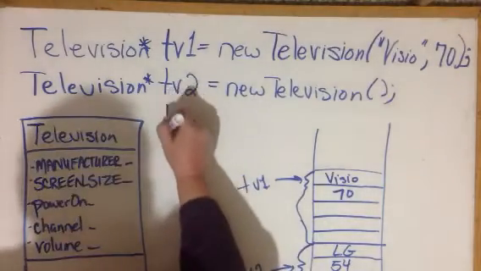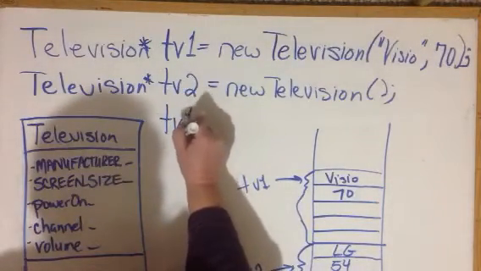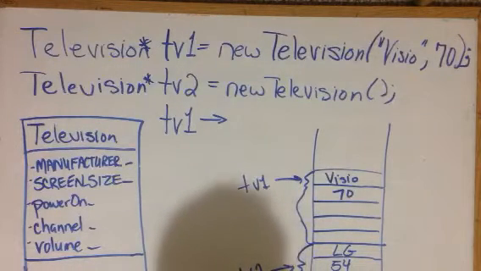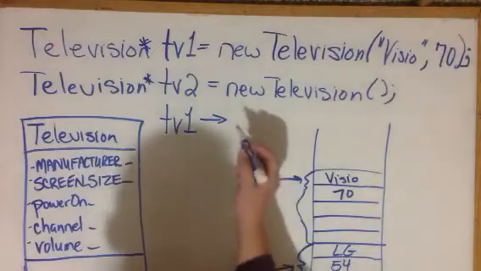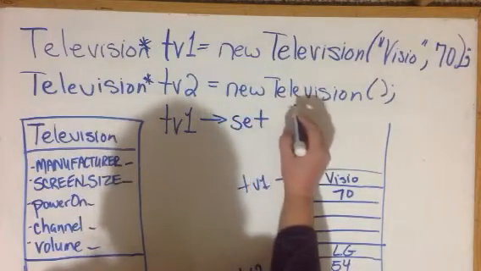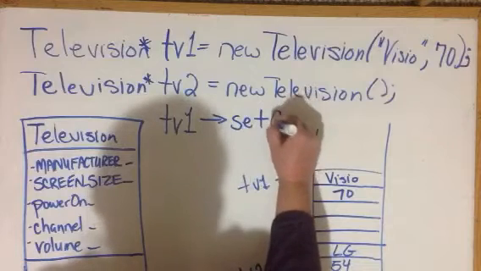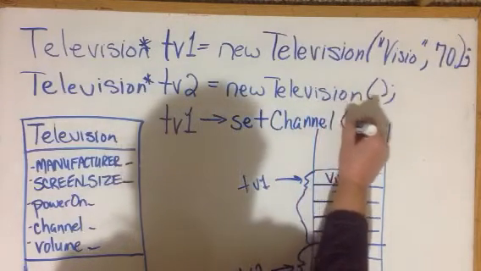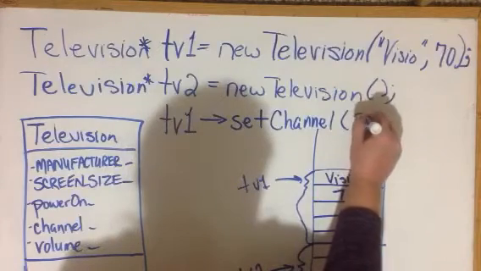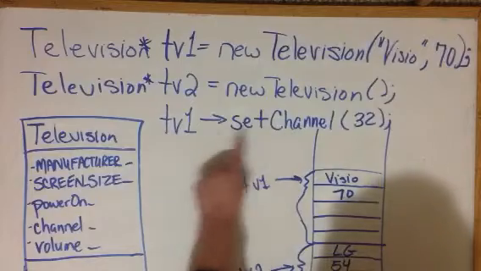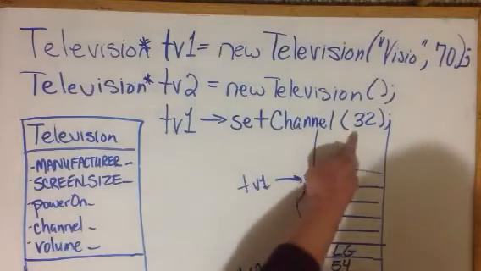So if we call TV1 and use a special syntax of a dash and the angle bracket, and we call the method set channel, and we can pass in a number. So we're going to change the channel on the first TV to 32.